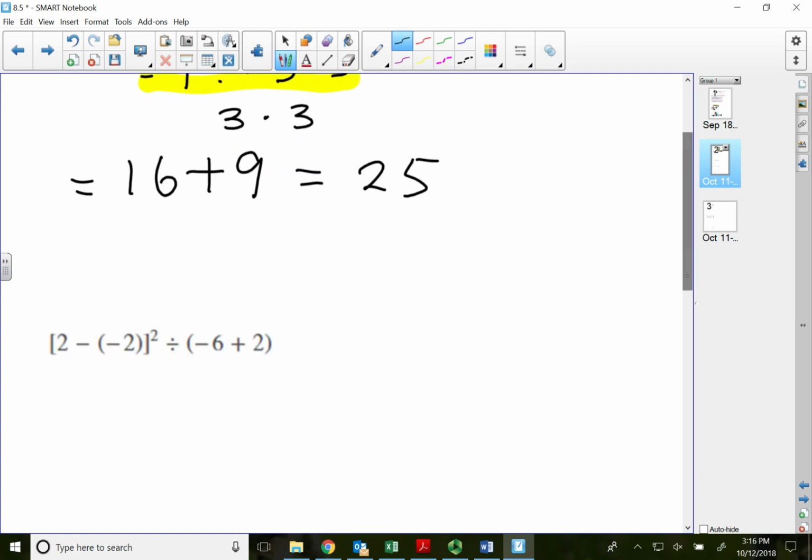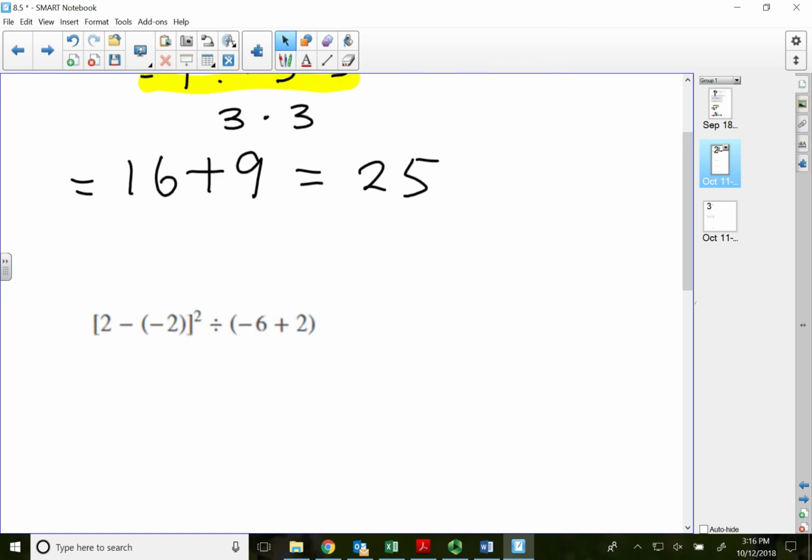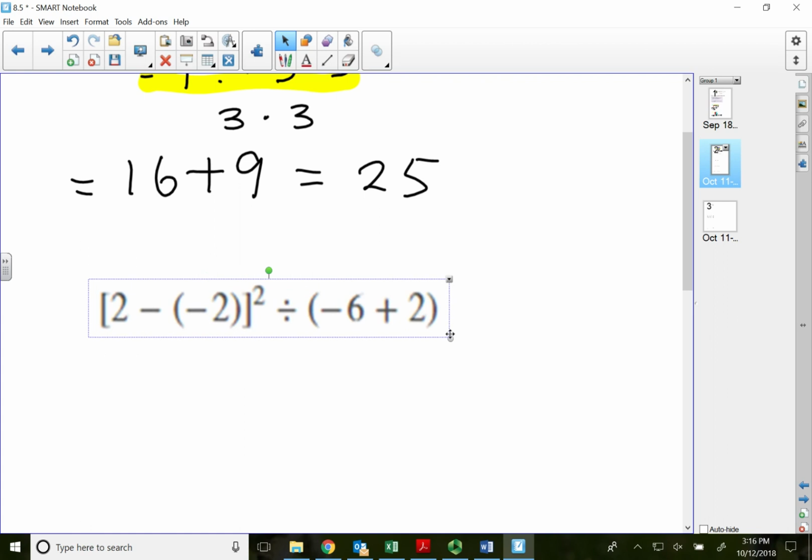All right. As you can recall, order of operations gets interesting when there are no plus or minus signs outside the parentheses or brackets and all that. So technically, this whole problem is only one term, because there's no plus or minus sign outside the parentheses. So let's take a look. All right, I do have a bracket. And outside the bracket, there's a square.